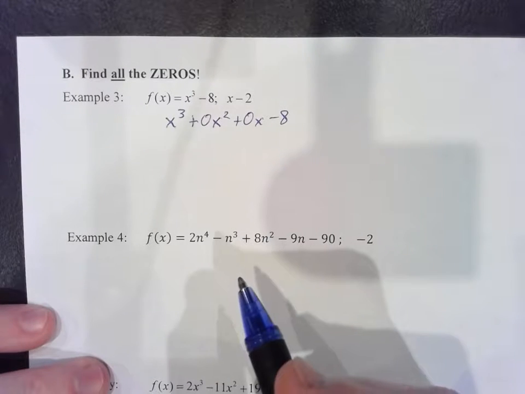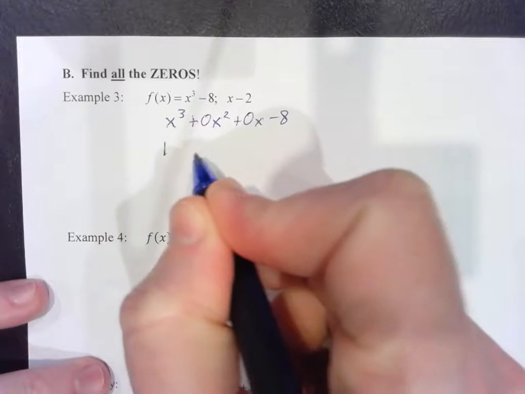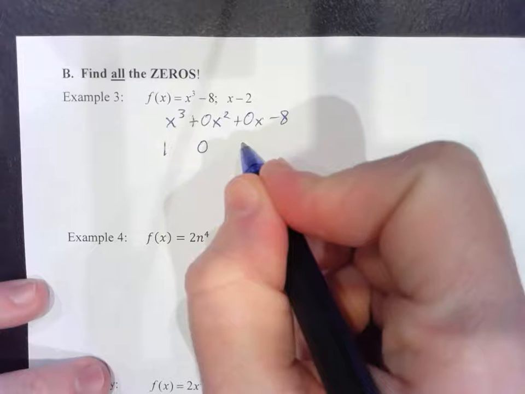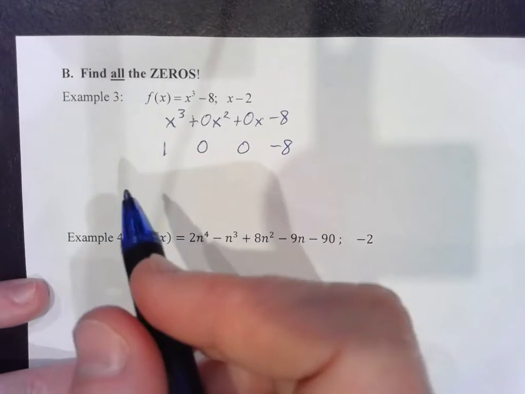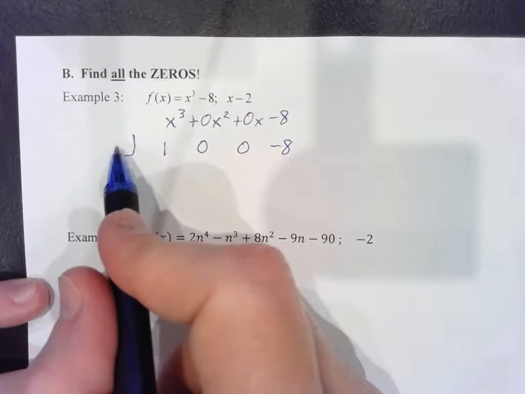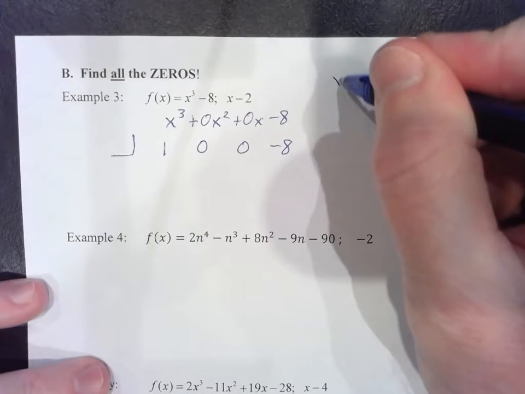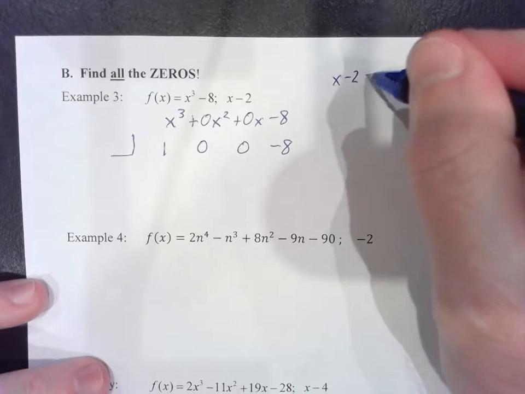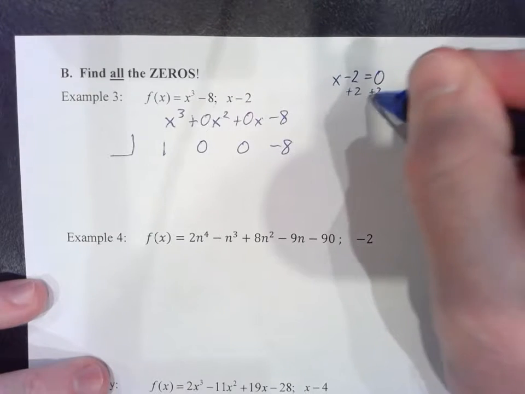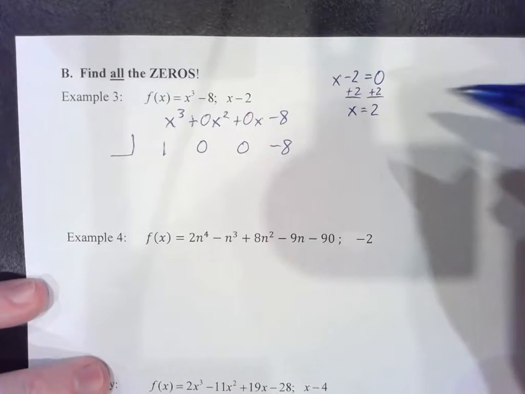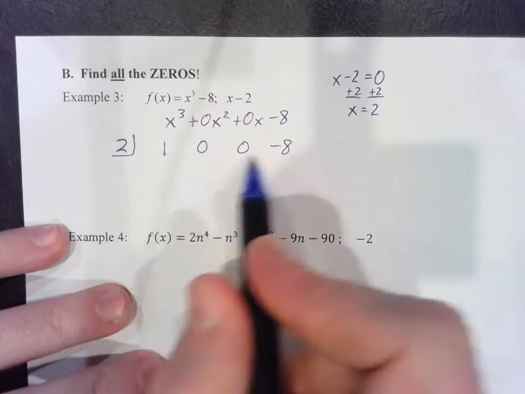So I want to take the coefficients from each of these terms. It's 1 for x to the third, 0 for x squared, 0 for x, and negative 8 is the constant. In front of that, I want to put the 0 that I'm given. What I'm given is the factor, x minus 2, so the 0 is what number will make that equal 0. If we add 2 to both sides, I see that x equals 2. So my 0 is 2, and I've got my polynomial here.